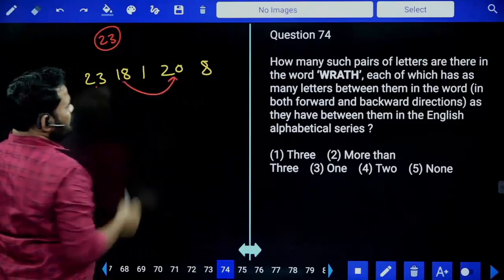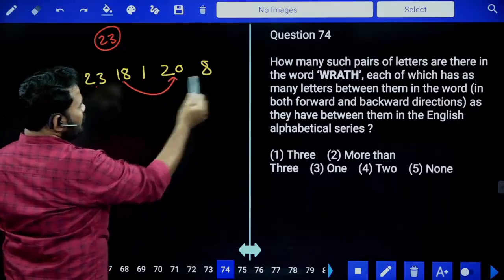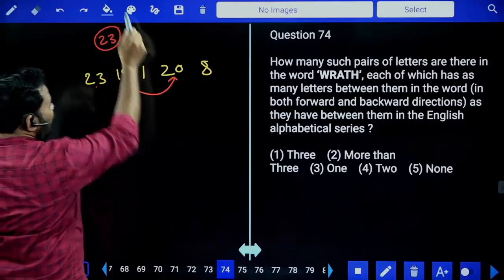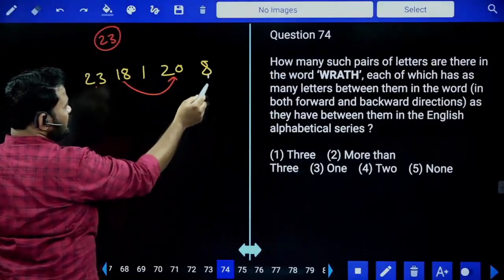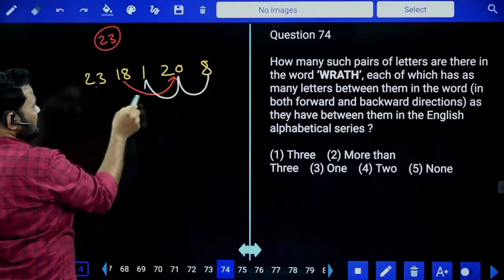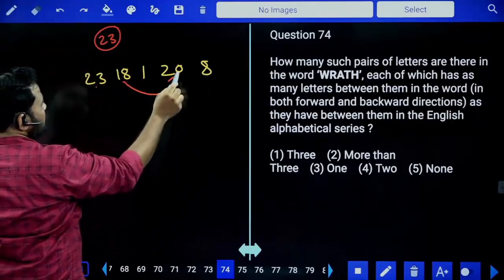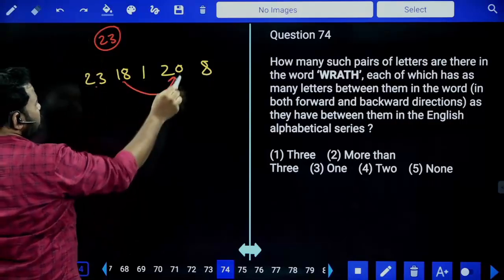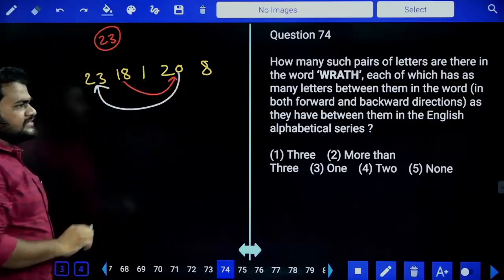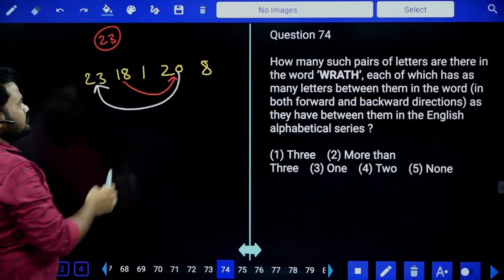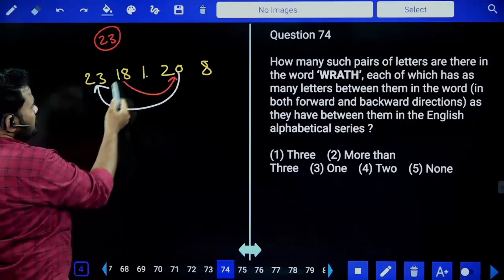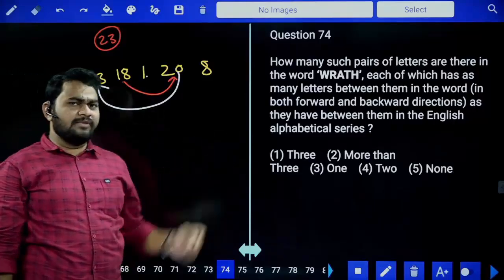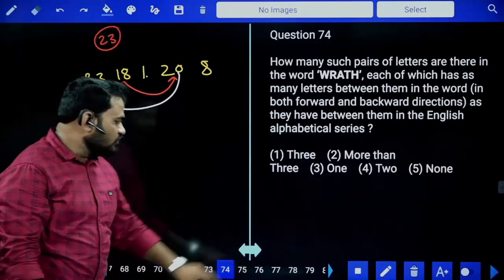18 and then 21. Next 1, 2, 3, 20, 21. In the forward direction there is only one pair. We need to count in the backward direction also. That is 8, 9 is not there, 10, 11, 12. Next 20, 21, 22, 23 is present, which means 20 and 23 are the second pair so far. Next 1, 2, 3, 18, 19. So in total we have only 2 pairs. The answer is option number 4.